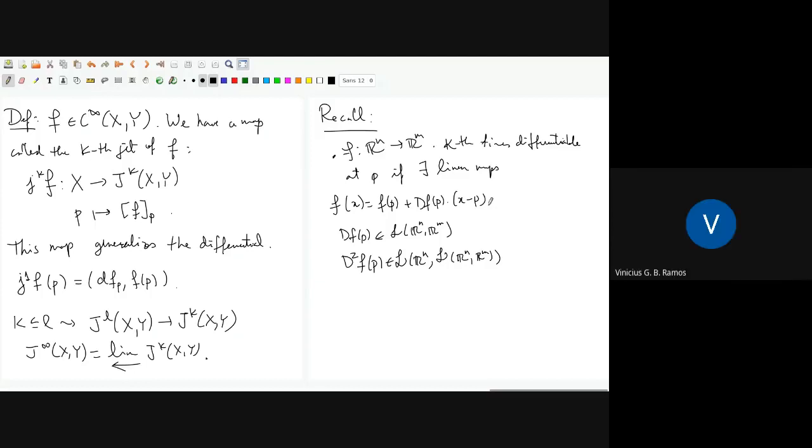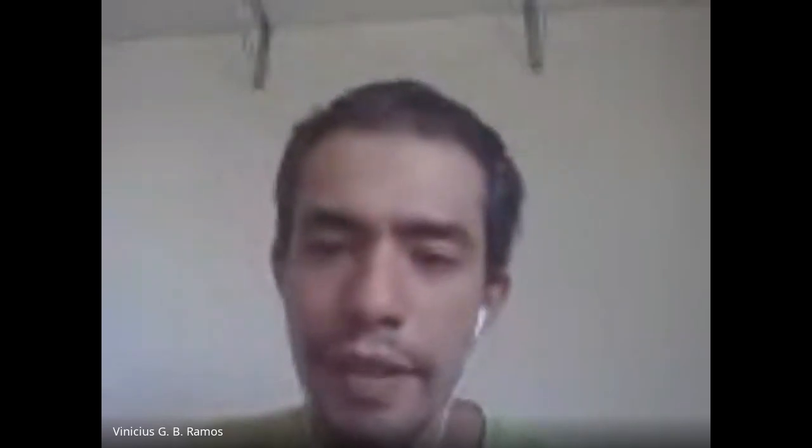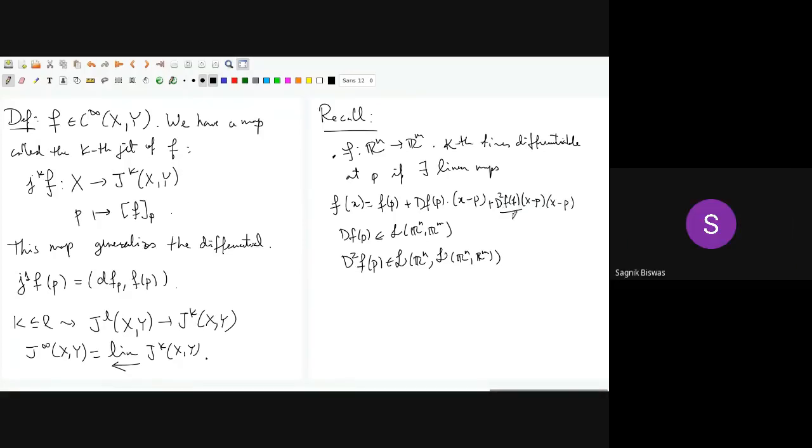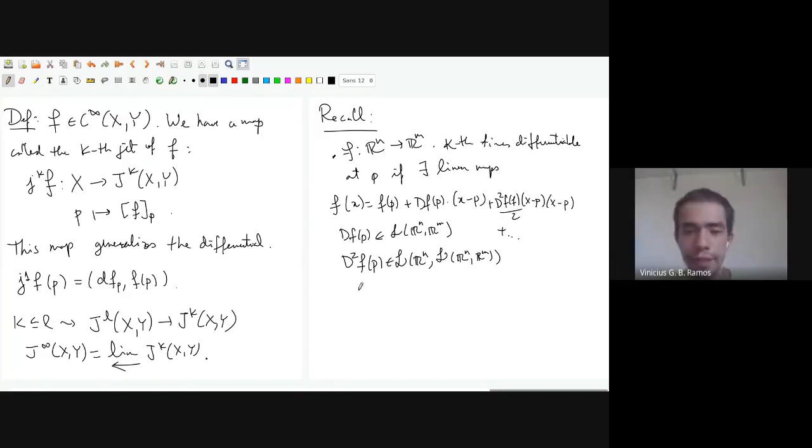You can finish this. Apply it to x minus p. When you apply this to x minus p, you're going to get a linear map from Rn to Rm. So you apply it again to x minus p, and divide by 2. You can do this inductively.